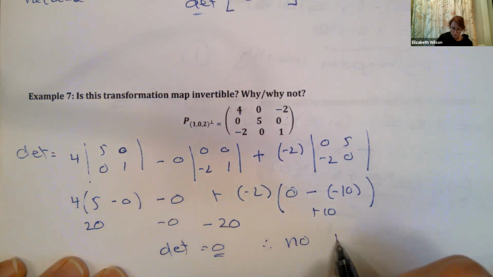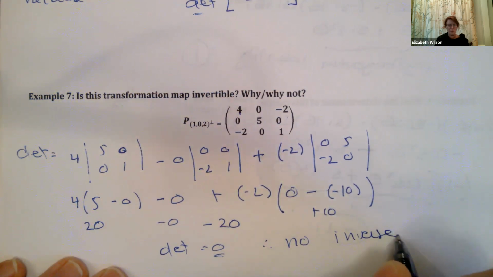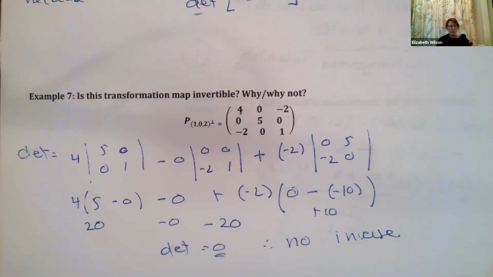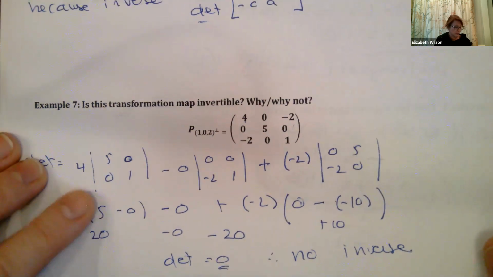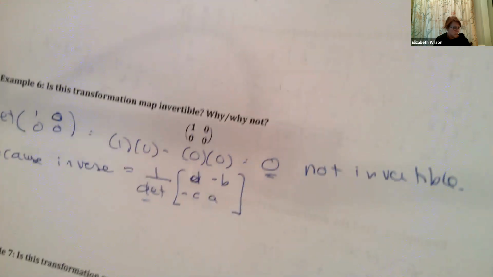Therefore, no inverse, which we said before. Remember, when we were talking about projection maps, we said projection maps don't have inverses, because it's not a one-to-one relationship between my input and my output. So I can't go back. It's not like when I rotate, I can rotate back. So projection maps don't have an inverse, and now I know why. Also, the determinant is equal to 0.